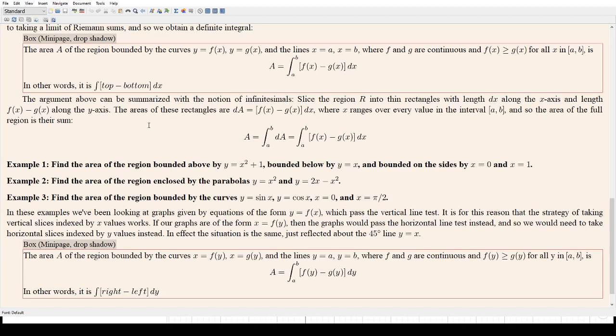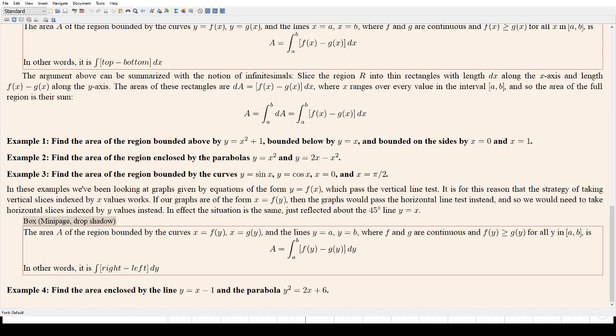Yeah, and this is basically what I've already said. The argument above can be summarized with infinitesimals. Slice the region into thin rectangles of length dx. Their height is necessarily going to be the difference of the functions, because f is on top and g is on bottom. Therefore, the area dA of a little slice is, well, height times thickness. And then you just add all of these up, where adding, in this case, is played by the integration operation.